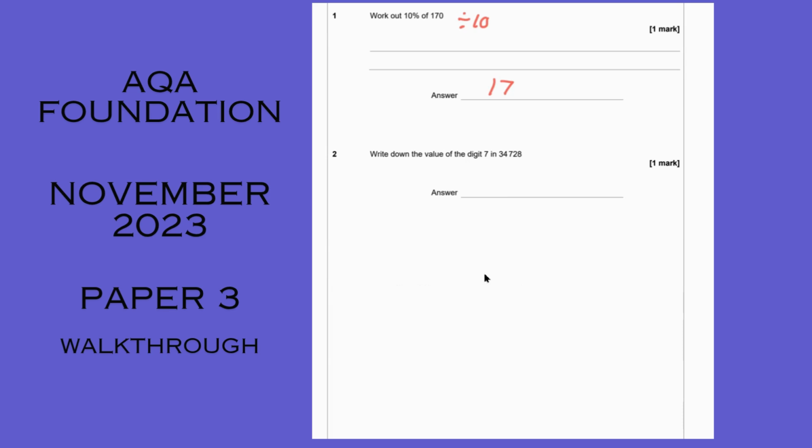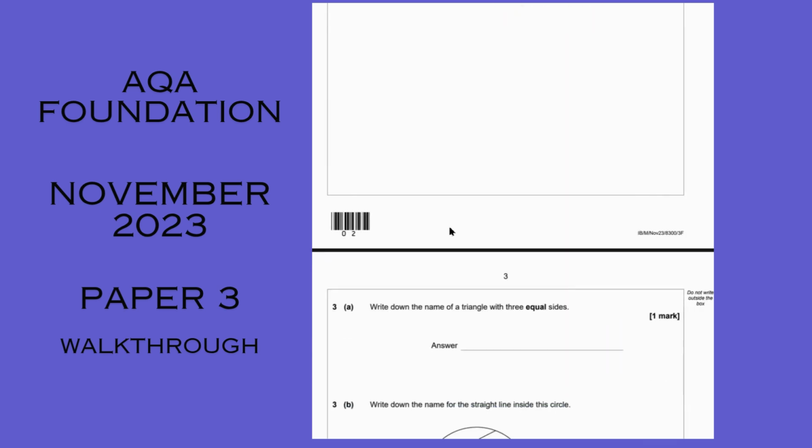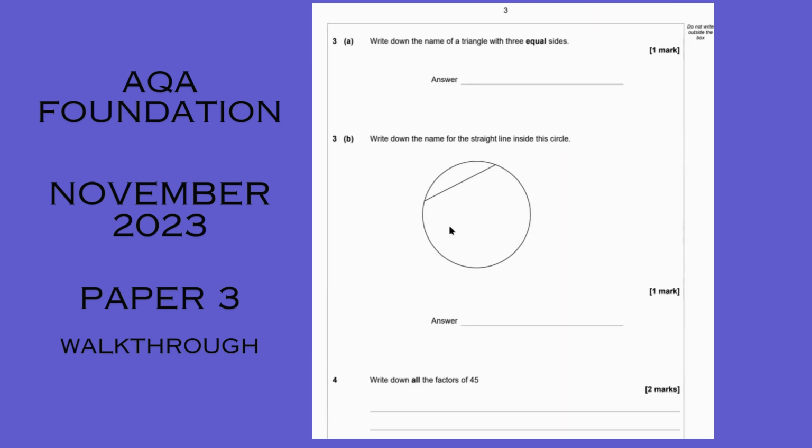A few right answers for number 2, I'll just read you through them. The 7 is in the hundreds column, so you could write 700s, 700, words and so on, and numbers interchangeable. It's all good. Mark scheme allows pretty much everything.